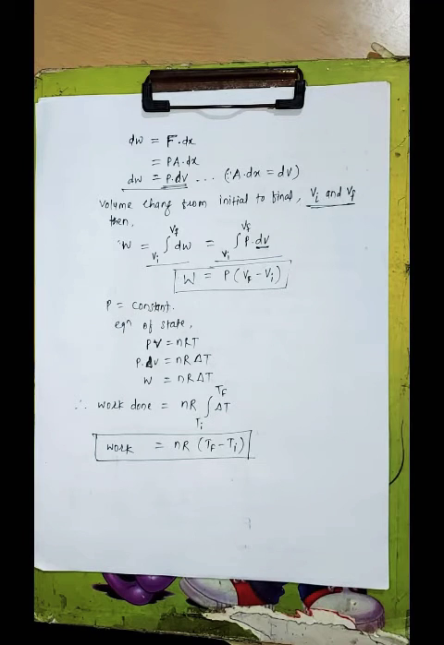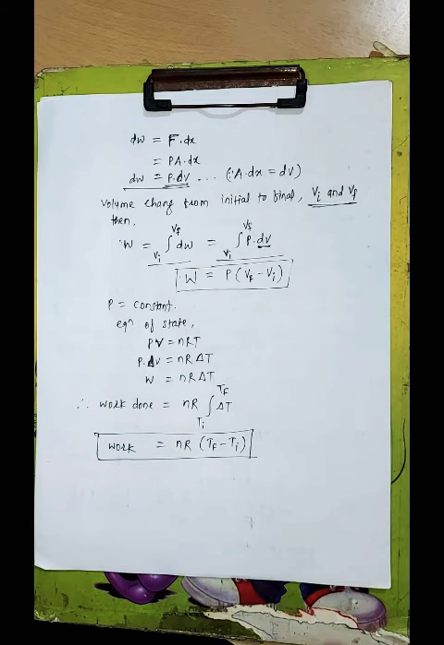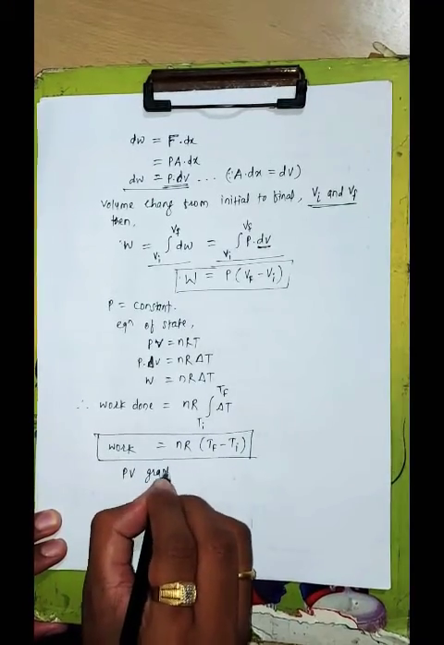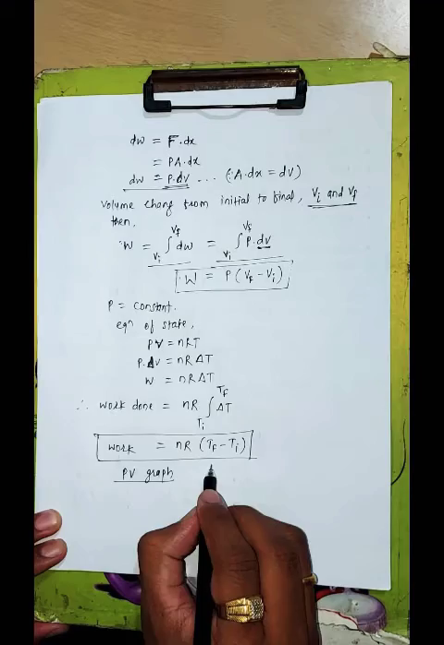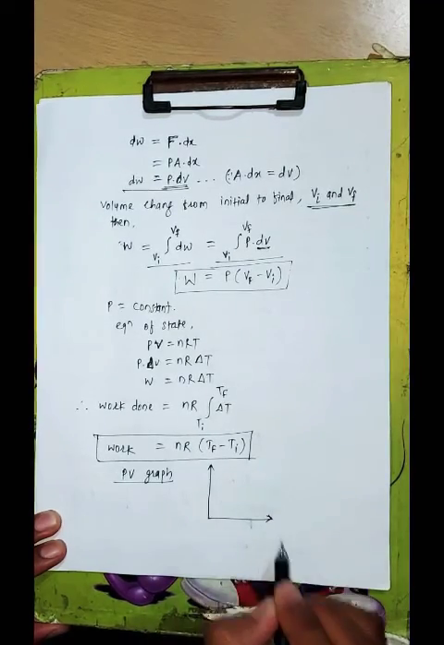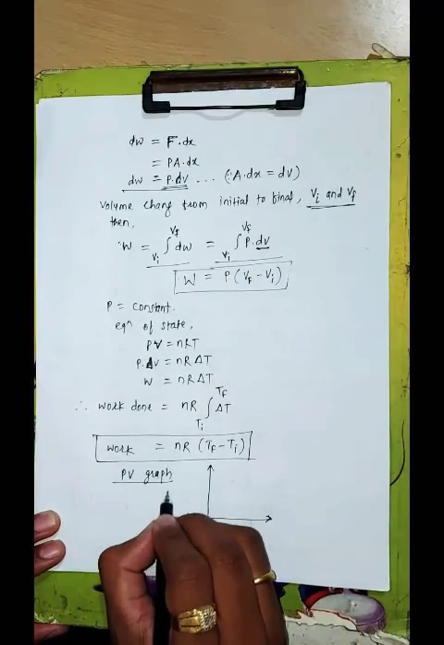So when there is variation of pressure with volume, if we consider the variation of pressure with volume, then that particular term is known as the area which will be bounded by the PV graph. So first of all, we will take the PV graph. What is a PV graph? If we draw the x and y axes, here we can take volume, here we can take pressure.